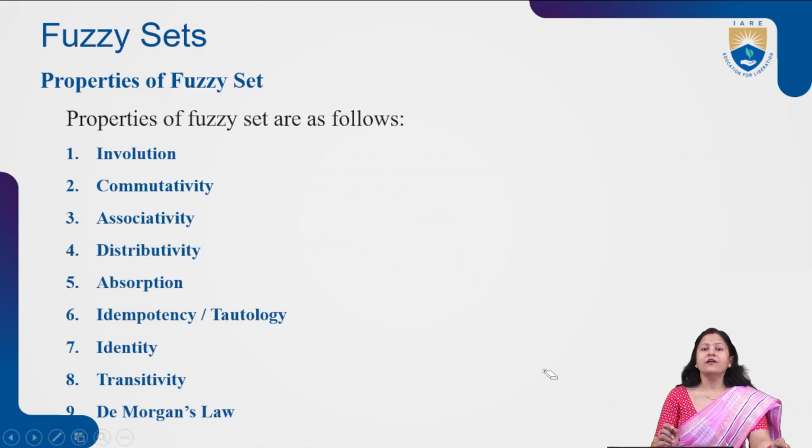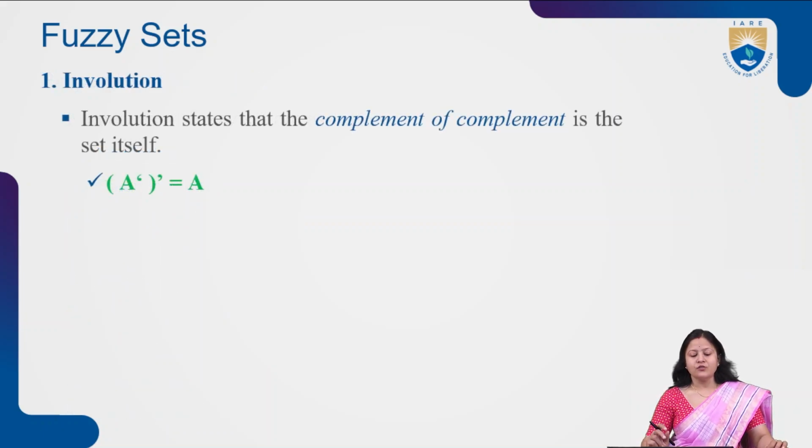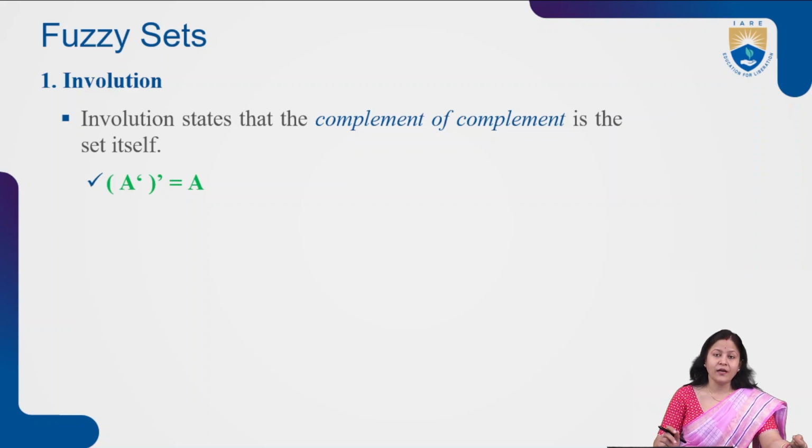There are various properties of the Fuzzy set. One is the evolution properties, commutative property, associativity, distributivity, absorption, idempotency, which is called the tautology, identity, transitivity, and De Morgan's law. So involution means the double complement. Involution states that the complement of the complement is the set itself. So A's complement's complement is nothing but the set A.